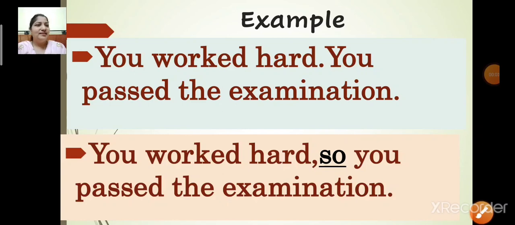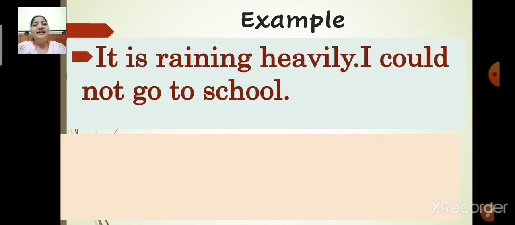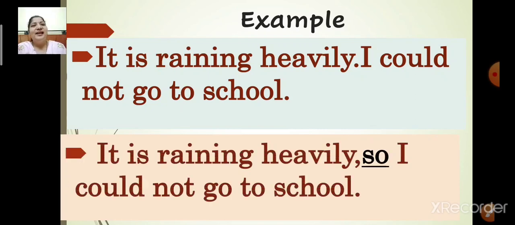Now let us see another example. It is raining heavily, full stop. I could not go to school. Now children, how will you write this answer? Let us see. It is raining heavily, so I could not go to school. Now children, here the two sentences, it is raining heavily and I could not go to school, are joined by the conjunction so. We use the conjunction so to show the effect of an action.